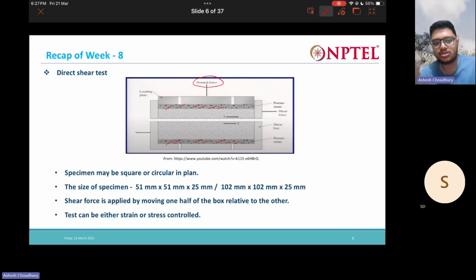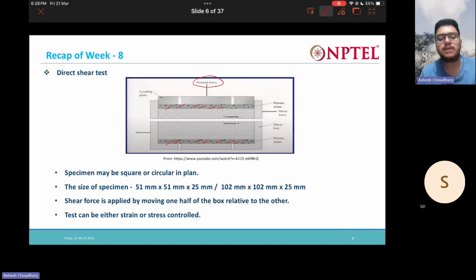Generally the specimen is square, though this box may be circular also. The general size of the specimen is 51 mm by 51 mm by 25 mm, or if you have a larger box then you have 102 mm by 102 mm by 25 mm.